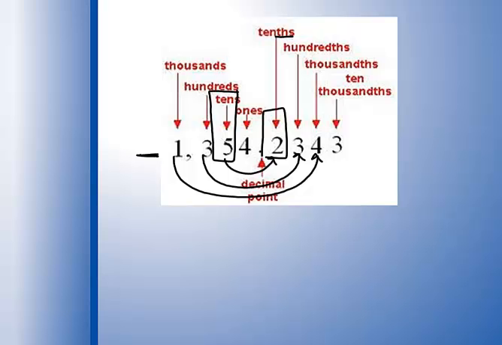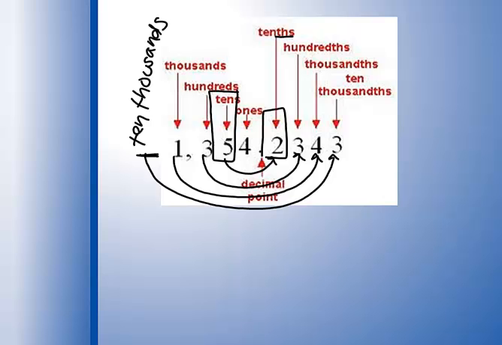What's this place value in front of the thousands? You're right, it's the 10,000s. And that matches to the 10,000ths. So that's another way we can start to remember our place value of decimals, is by thinking backwards from our whole number place values.